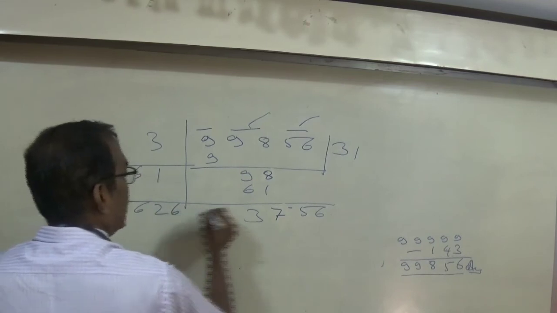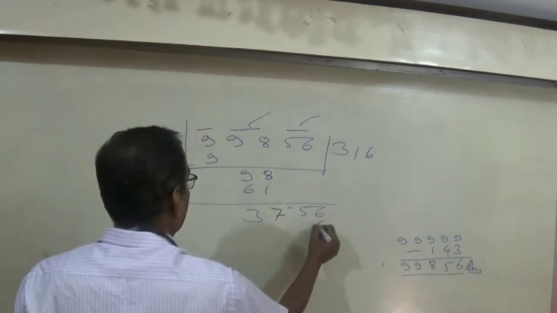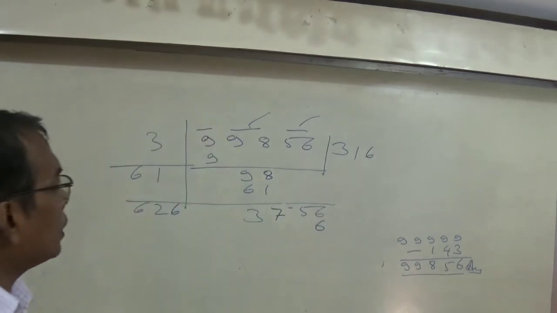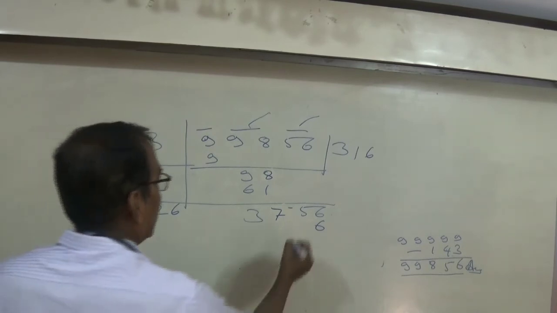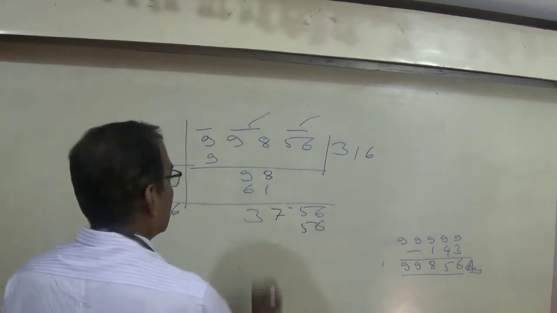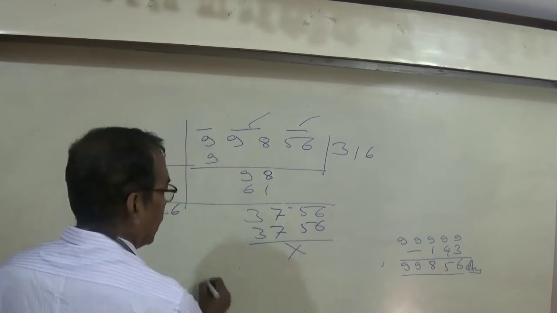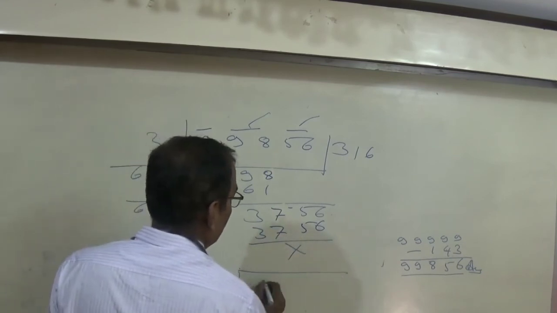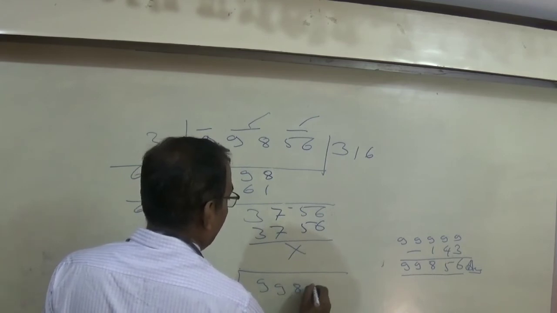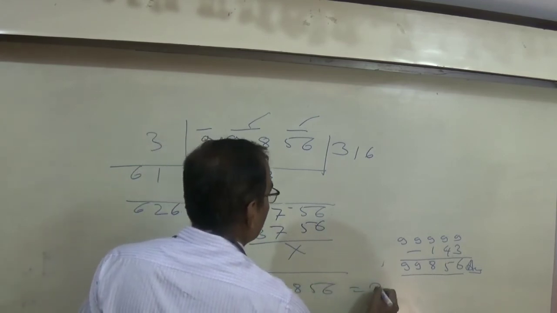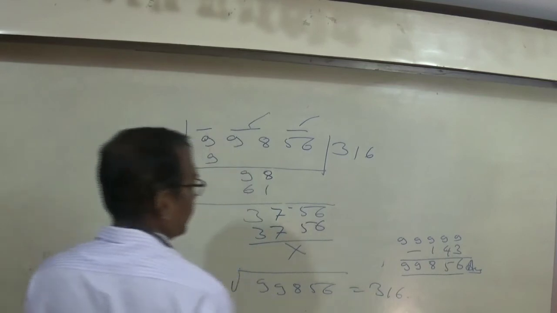So 6 6s are 36, carries 3. 6 2s are 12, 12 plus 3 is 15, carries 1. 6 6s are 36 plus 1 is 37. Exactly divisible, nothing has been left. So therefore the square root of 99856 is equal to 316.